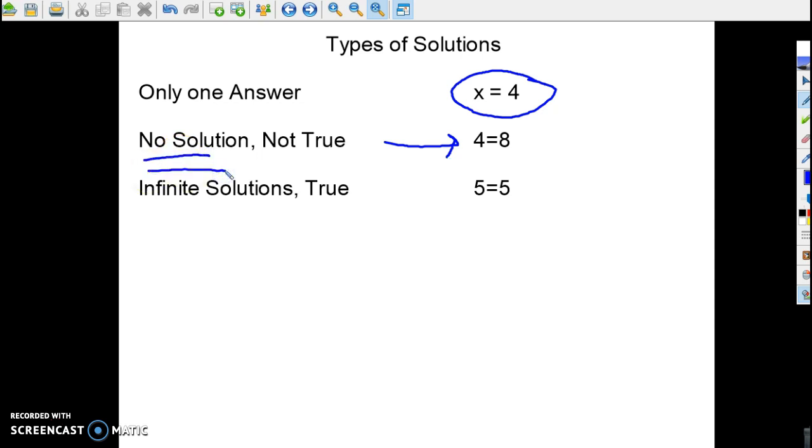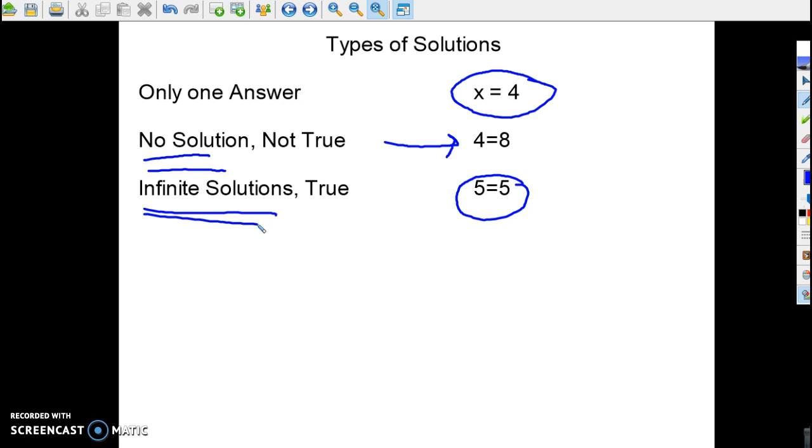And then the third type of problem that we're going to come up with is one where you solve the problem. Again, you don't have a variable, and your result tells you 5 equals 5, or maybe it's 7 equals 7. If this happens where it is a true statement, where what you're left with is true, then it's called infinite. That means that any number you substitute into the equation would work to still make the equation true.